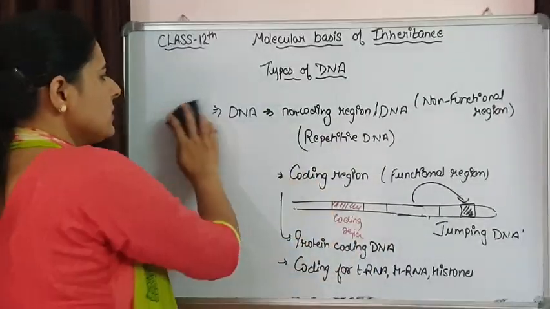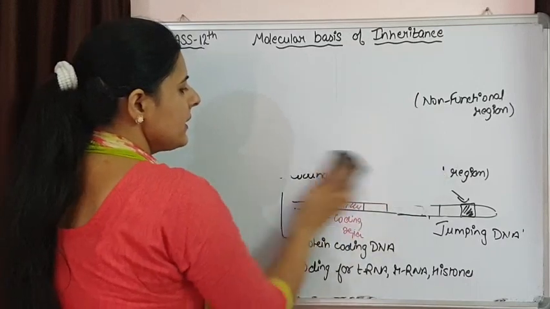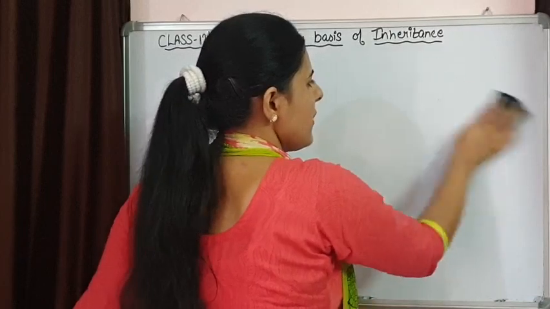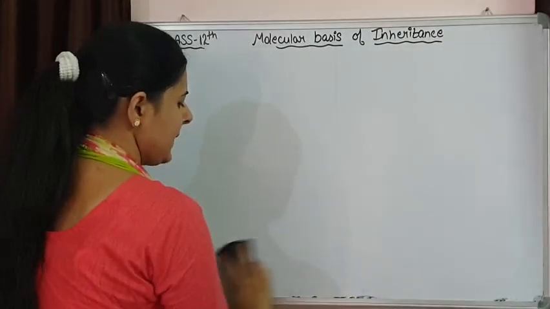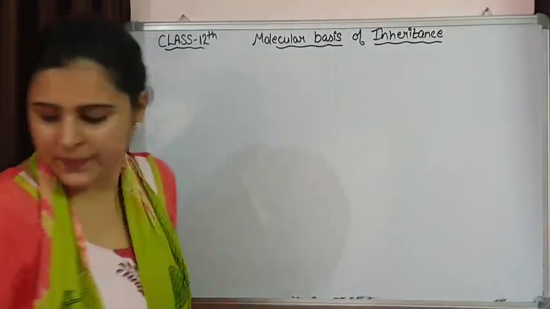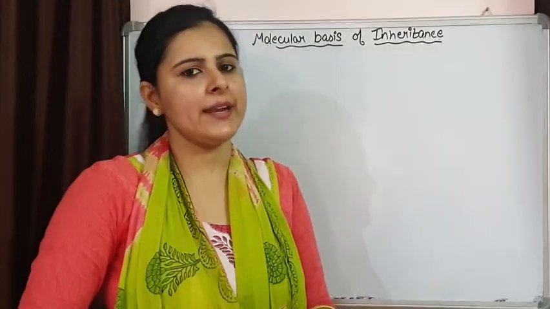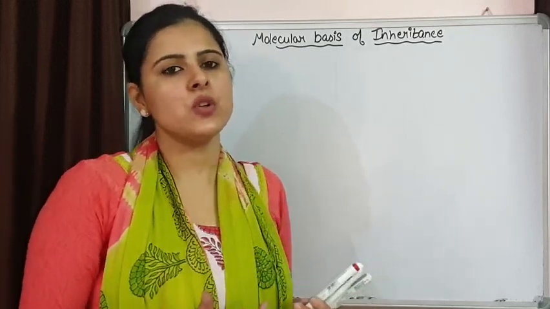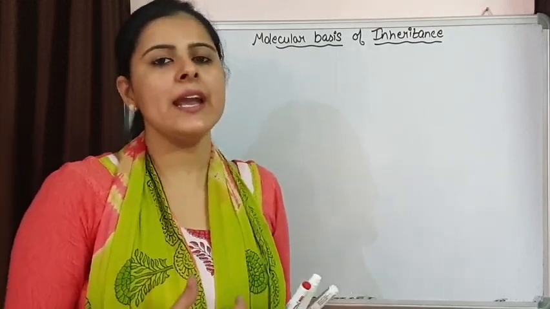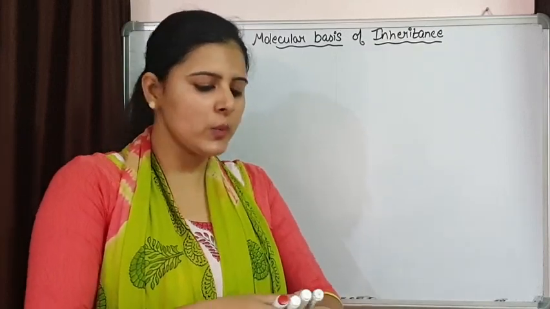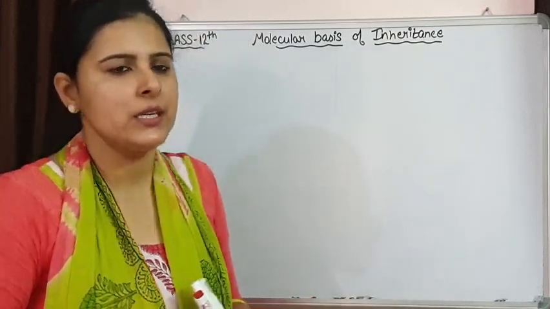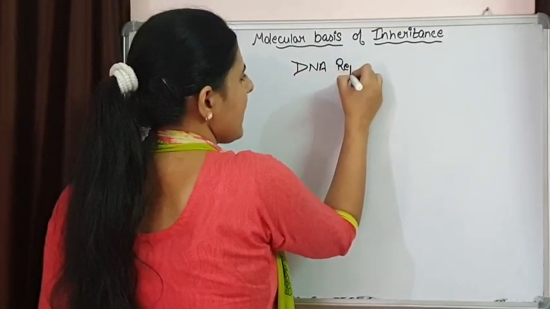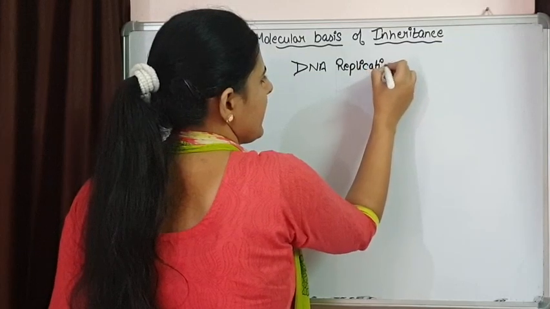So we have told a lot about DNA. Now we know DNA is the genetic material that has all the information, and this information is inherited from one generation to the next generation, and this DNA is also responsible for variations and evolution also. This is what we have talked about DNA yet. Now we are going to talk about an important process, that is DNA replication.